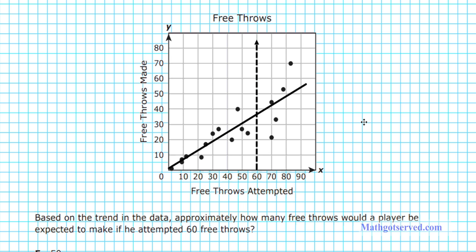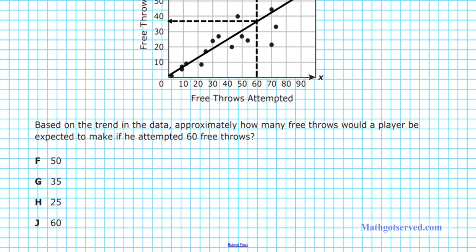Okay, so this is one way you can do it, and let's see what the answer is. If you go from 60 to the line and then you trace it to the y-axis, it's somewhere between 30 and 40. All right, so our answer is going to be option letter G. Now that's one way of doing it.